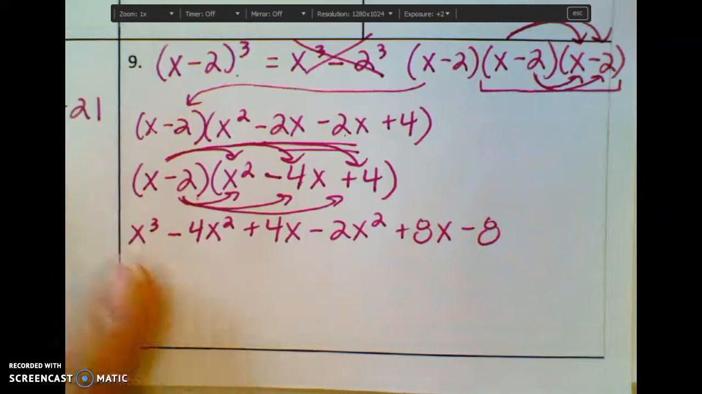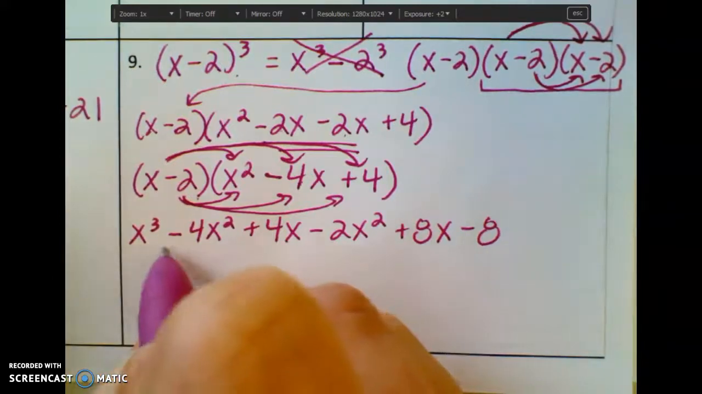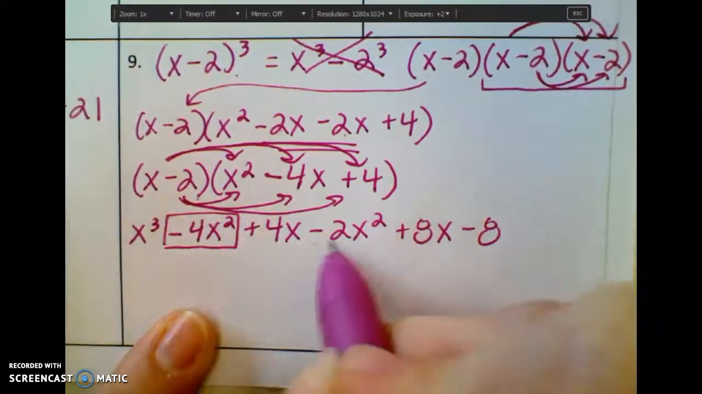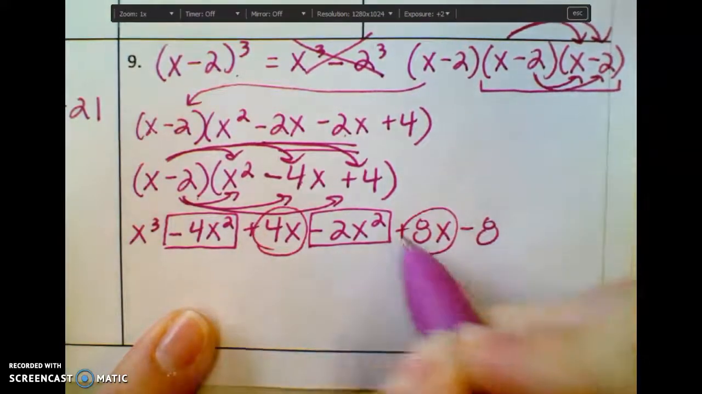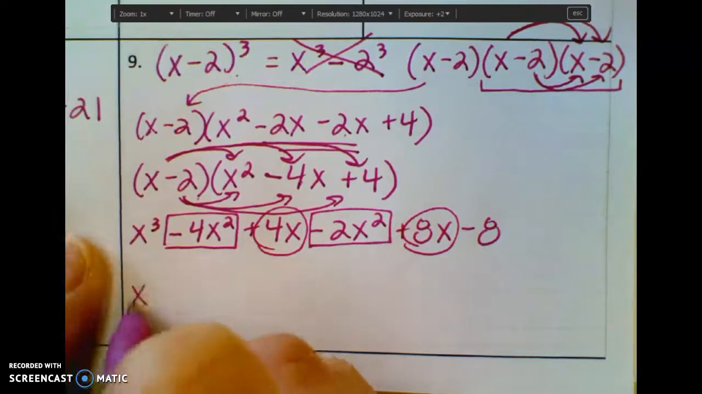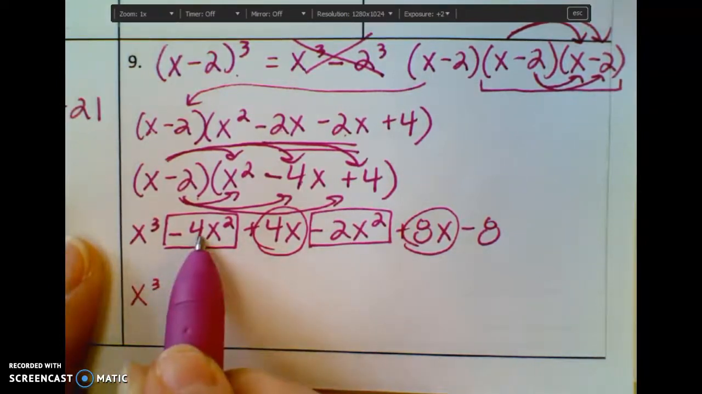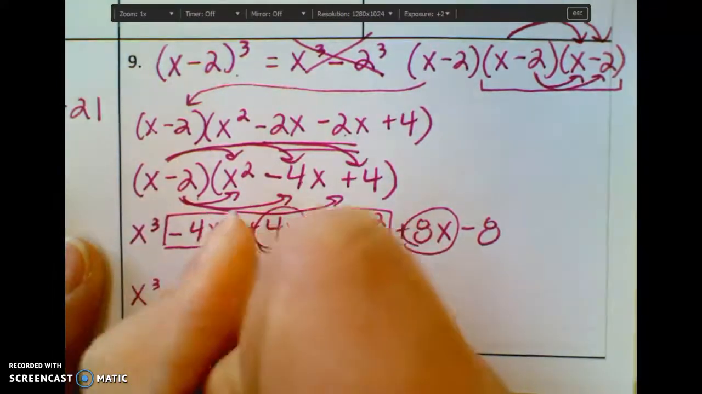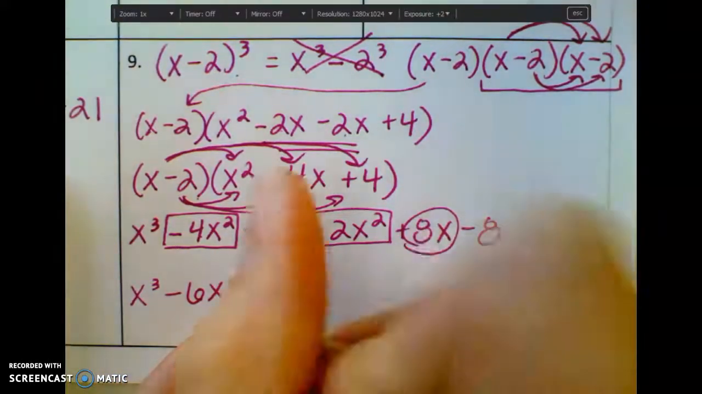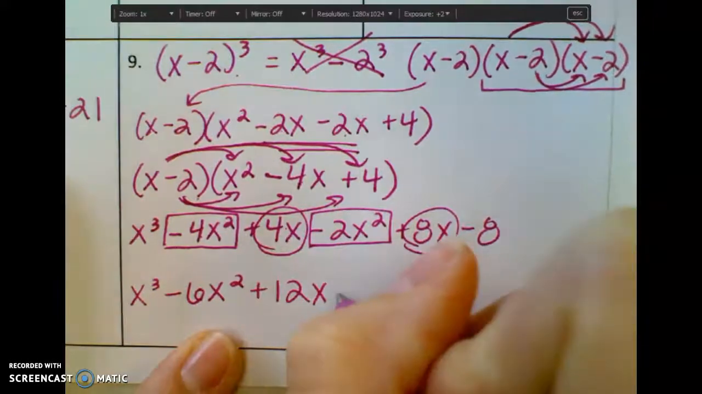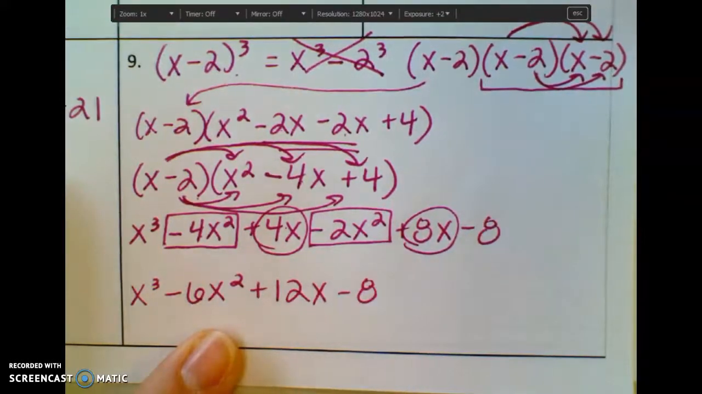We're almost done. We just need to combine our like terms. So I have a negative 4x squared and a negative 2x squared. I see a 4x and an 8x. That x cubed just stays. Negative 4x squared minus 2x squared gives me negative 6x squared. 4x plus 8x gives me 12x. And then that negative 8.